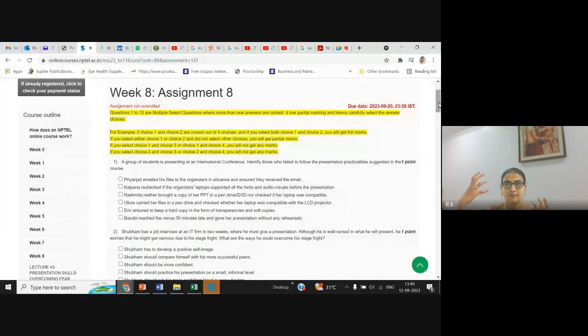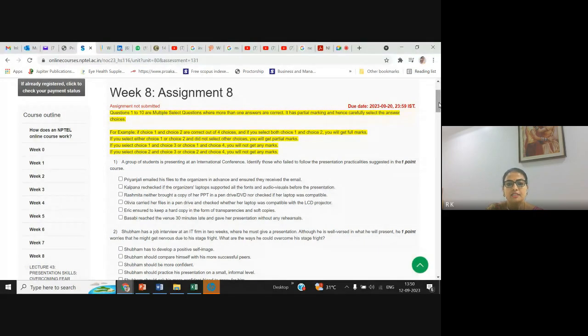When we are coming out with a lot of learning, here it says a group of students are presenting at an international conference. Identify those who have failed to follow the presentation practices suggested in the course. So we have a few students. I'll read it out for you kindly, and then give me an answer.